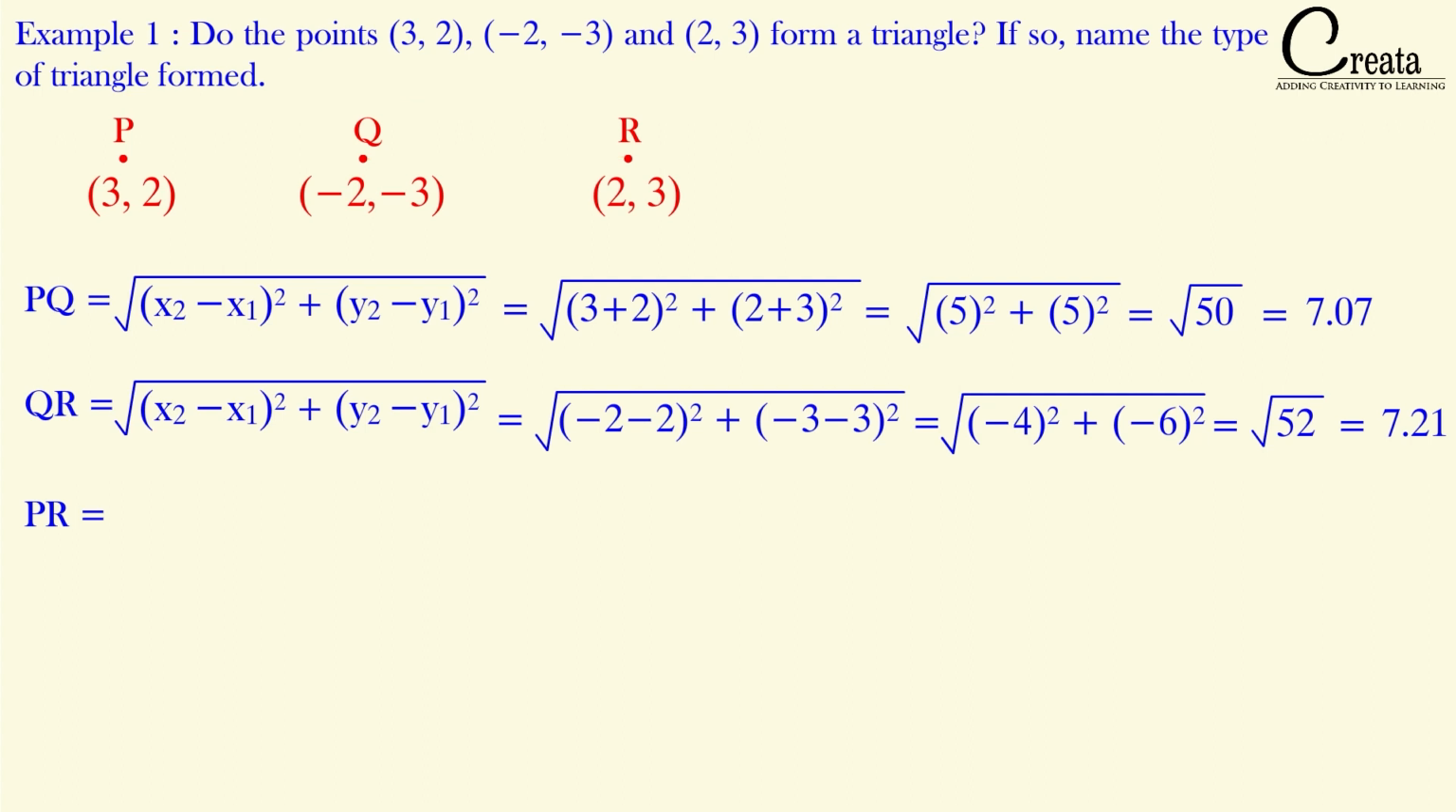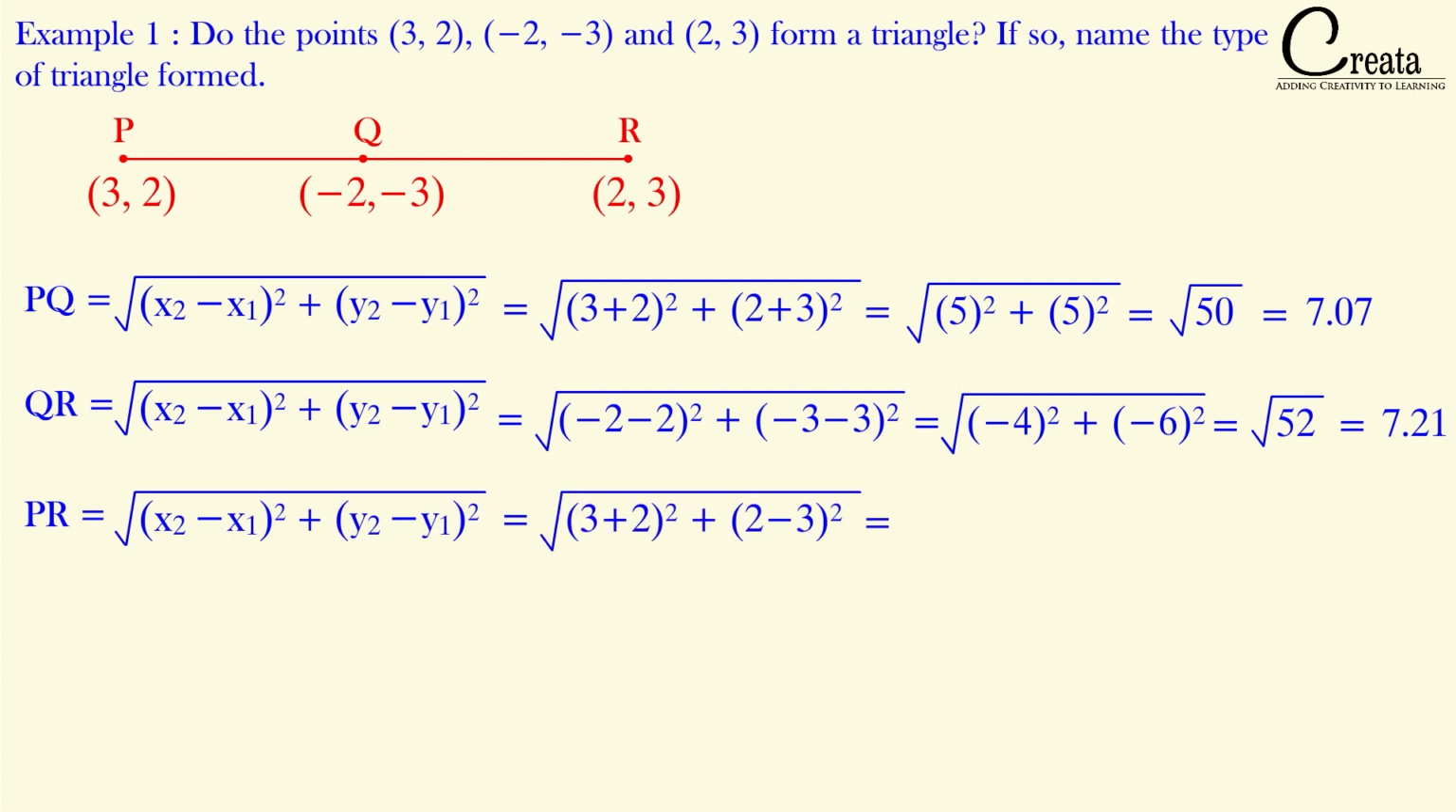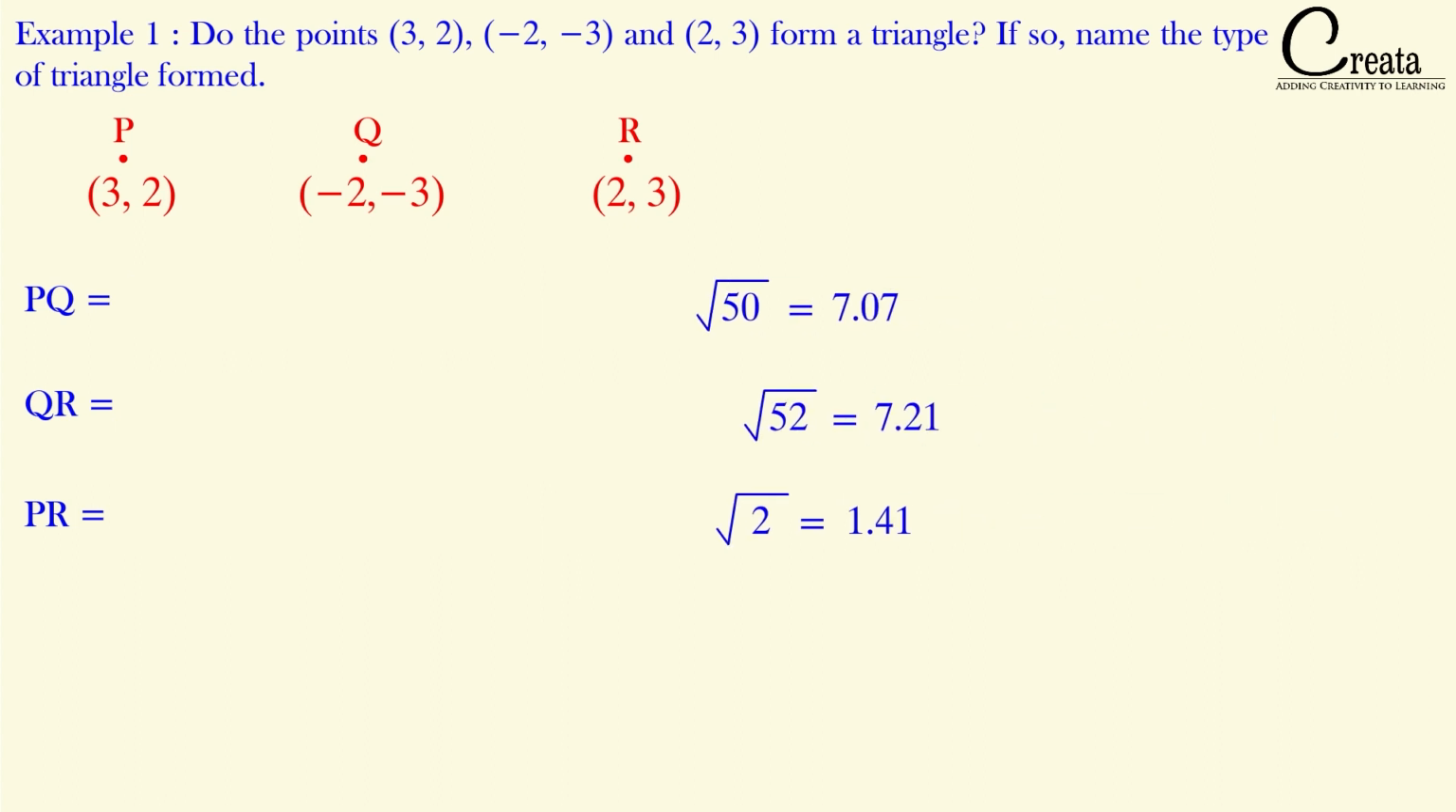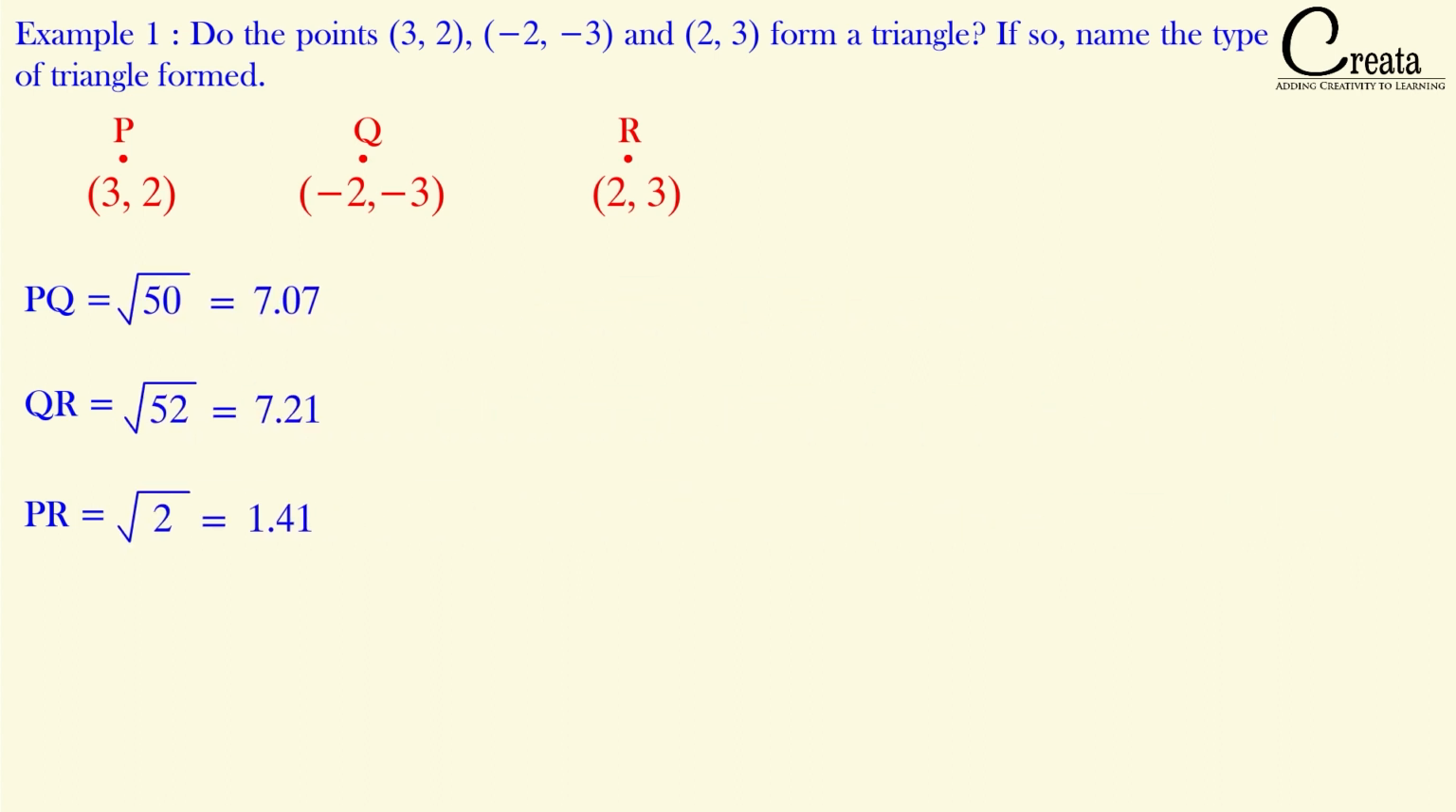Further, let's find the distance PR. We know x1, y1 and x2, y2. Let's put the values. On putting the values and solving, we got the answer as root 2, which is 1.41. PQ we got as root 50, 7.07. QR we got as root 52, which is 7.21. And PR we got as root 2, which is 1.41.